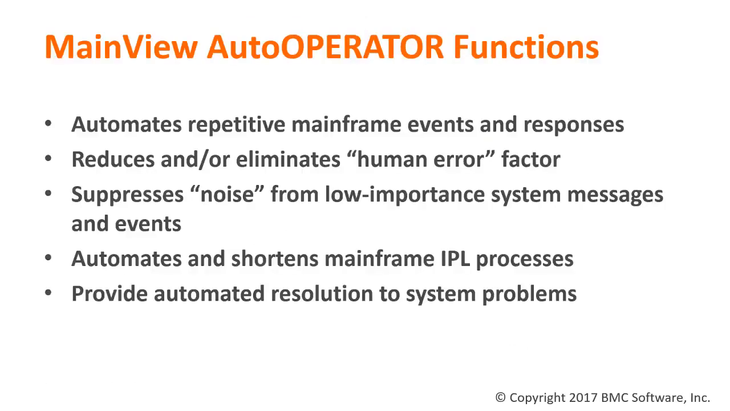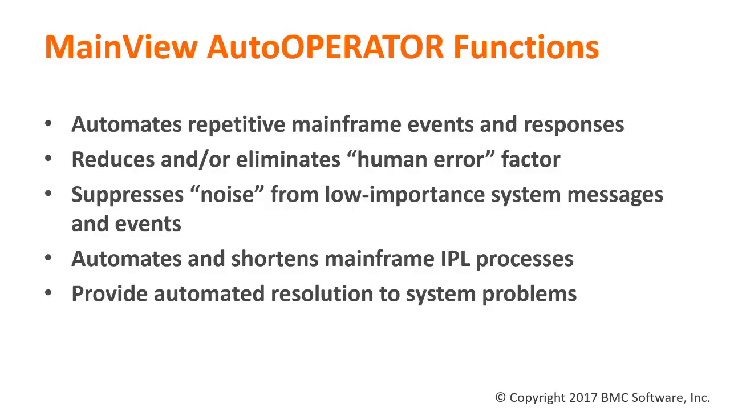MainView AutoOPERATOR provides functionality which allows users to automate and standardize responses to repetitive mainframe messages and events. When system events and messages are managed by AutoOPERATOR, the instance of human errors can be greatly reduced or totally eliminated. AutoOPERATOR provides the capability to suppress low-importance system messages, eliminating unnecessary messages from your system consoles, resulting in improved visibility for higher importance messages and events.